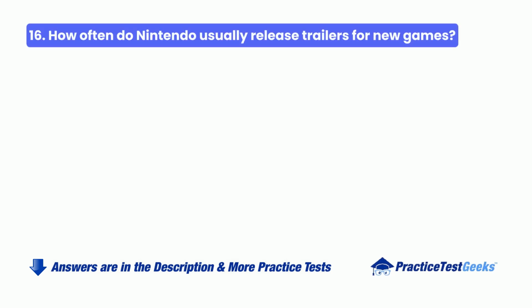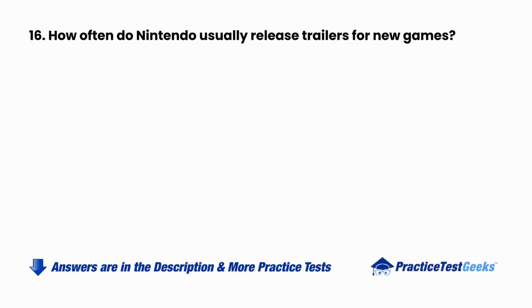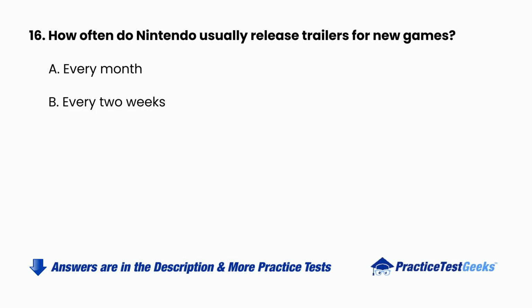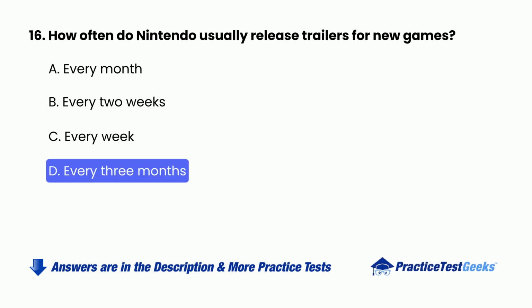16. How often do Nintendo usually release trailers for new games? A. Every month. B. Every 2 weeks. C. Every week. D. Every 3 months.